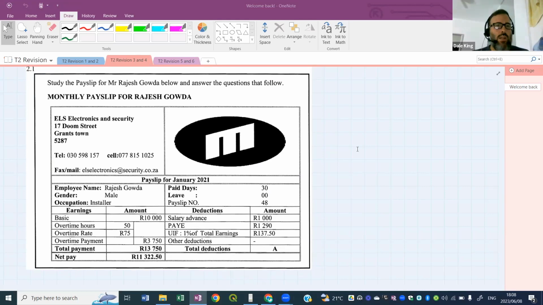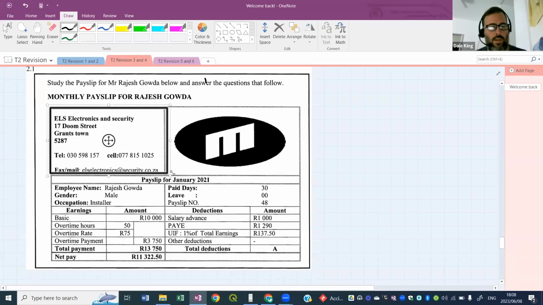So here is a payslip. This is Mr. Rajesh Gowda's payslip. It's a monthly payslip for him. There's a whole lot of information here in the top left-hand side. We can see a block here with personal info. We don't really have to worry about that too much.